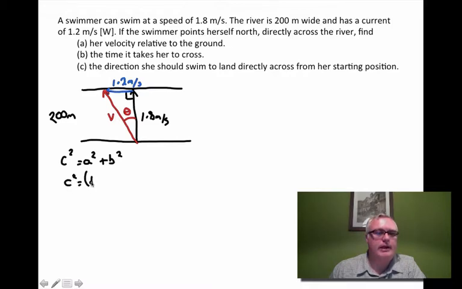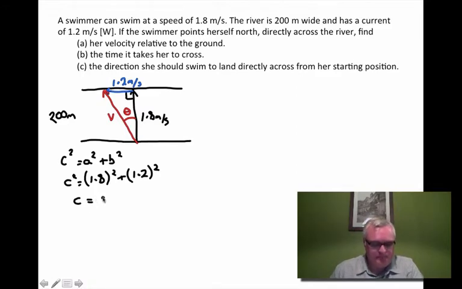So I have 1.8 squared plus 1.2 squared. And I find that the swimmer is swimming at 2.16 meters per second. Okay, that's the magnitude when we add in the speed of the water.